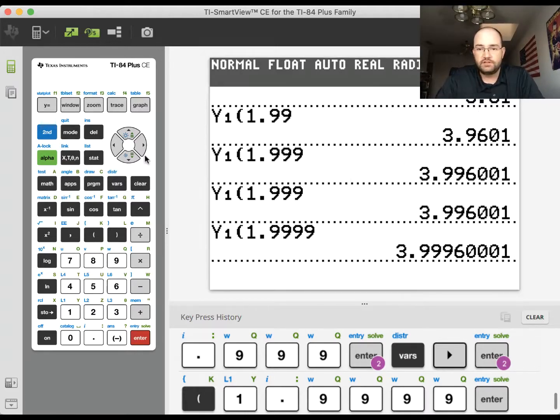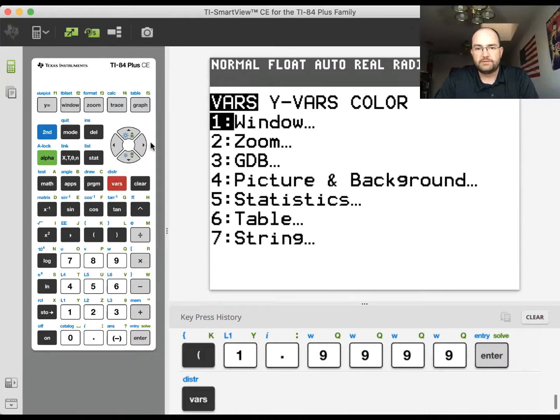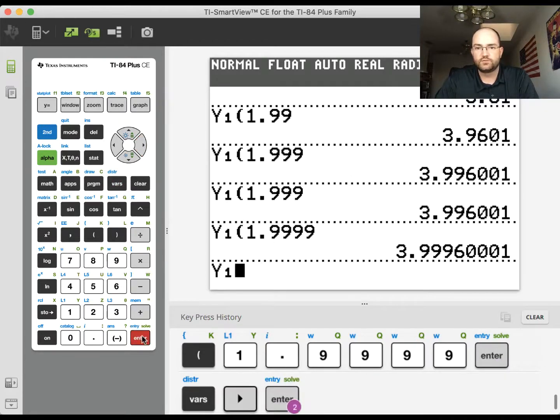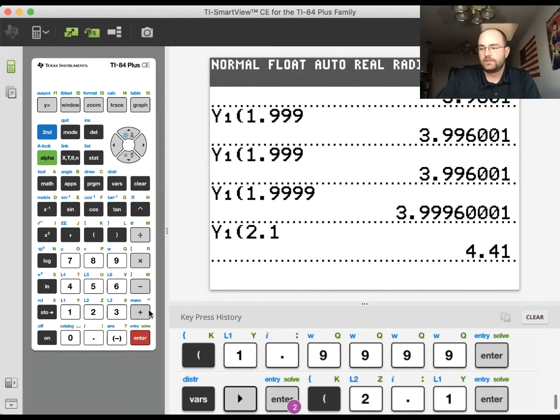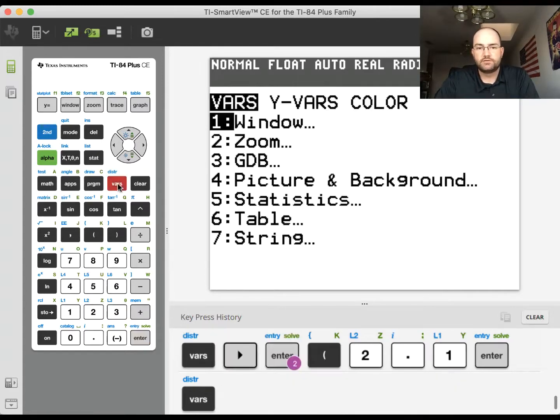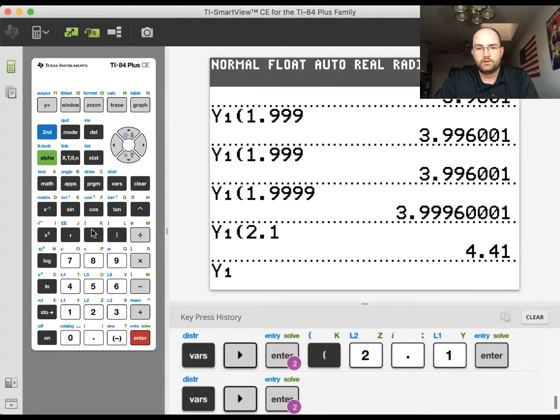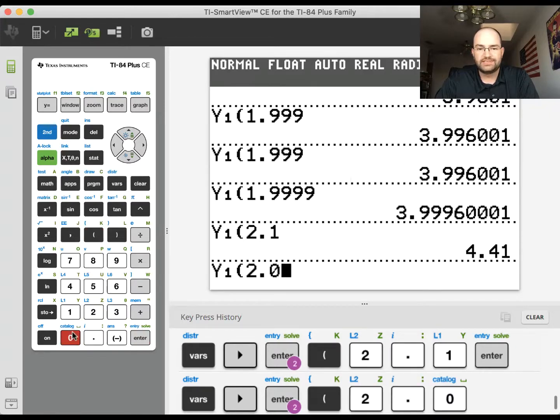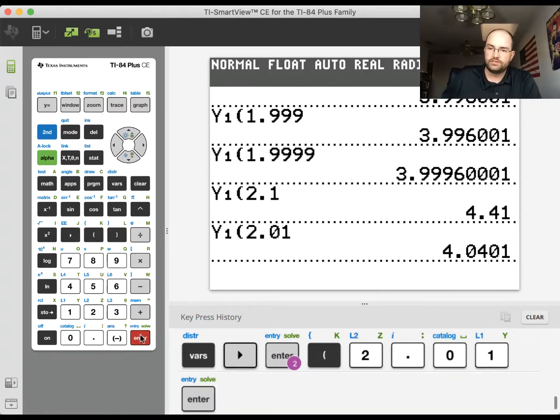Now, let's go with the numbers that start from the right of 2 and go to 2. So go VARS, right 1, enter, enter, open new parentheses, we're going to do 2.1 was the first number, which is 4.41. Excellent. Then VARS, right 1, enter, enter, open new parentheses, 2.01 is 4.0401. And then do this again.